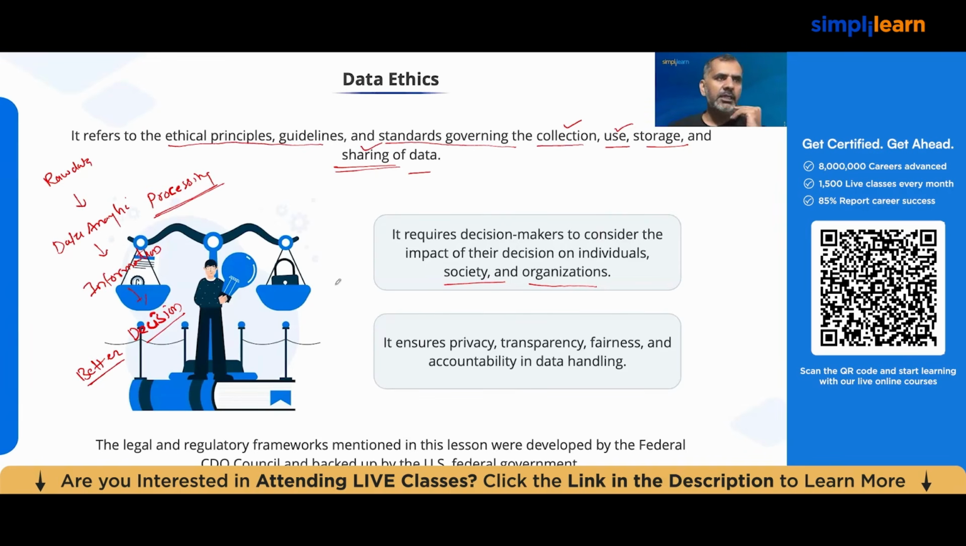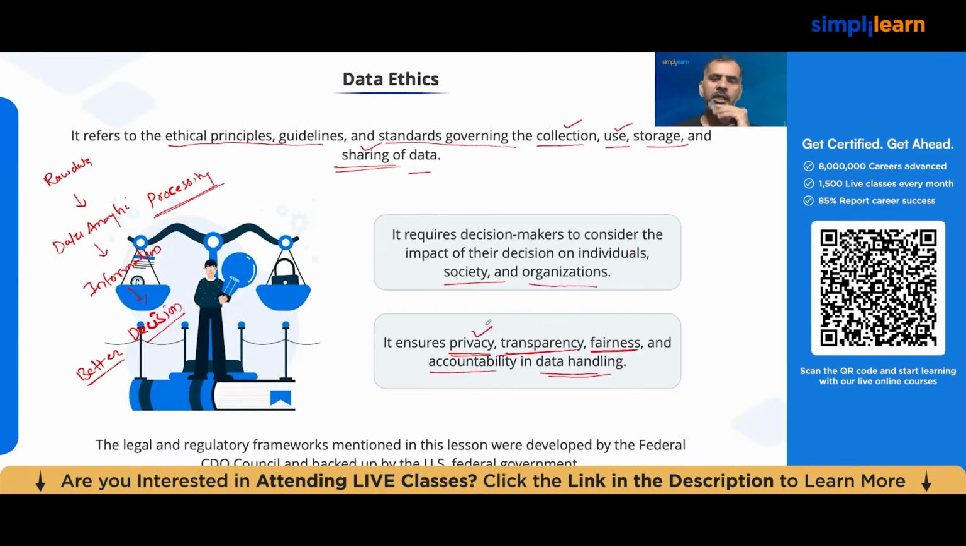Now, when we do this, as I said, these organizations need to follow some data ethics rules and standards. It basically talks about ensuring the privacy of data, transparency within the data, fairness within the data, and accountability in the data handling process.